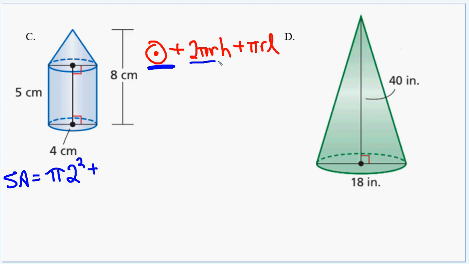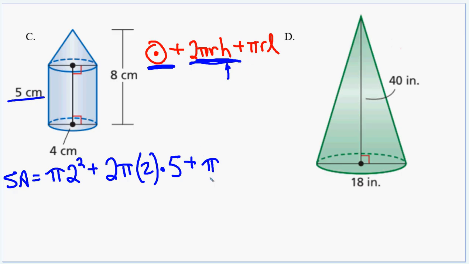Plus, now we're on to this middle piece, the lateral edge of that cylinder in there. So we're going to have 2 times pi. Radius is 2. Height of that cylinder is 5. Plus, we need pi RL for the cone on top. Well, pi's easy. The radius is the same as it is on the bottom. That's 2. Now we've got to figure out L.